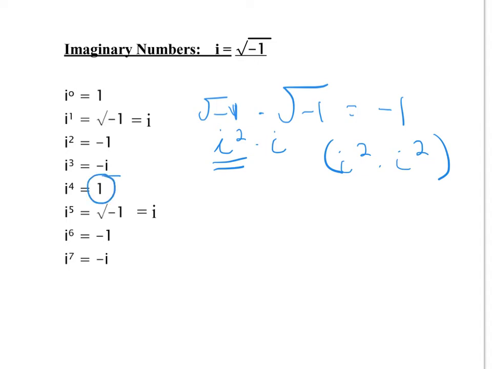When we get back to i to the fifth, we have i to the fourth times i. Well, that's 1 times i, which is i, the square root of negative 1. i to the sixth is negative 1. i to the seventh is negative i. i to the eighth, again, is 1. Notice we have a pattern of i, negative 1, negative i, 1, i, negative 1, negative i, 1. i to the ninth would be, once again, i.